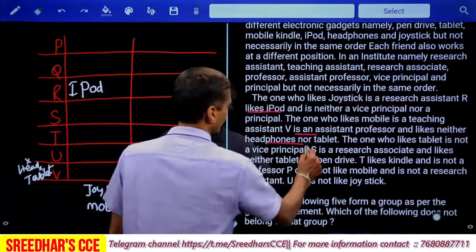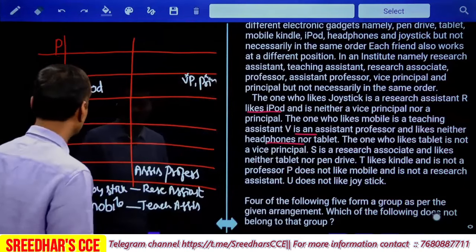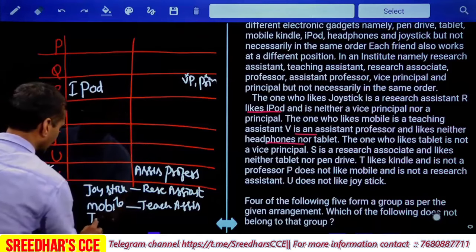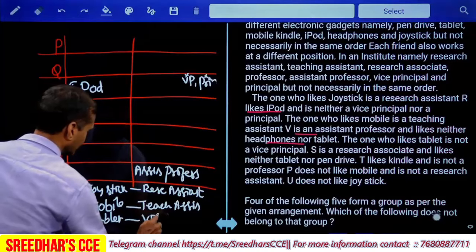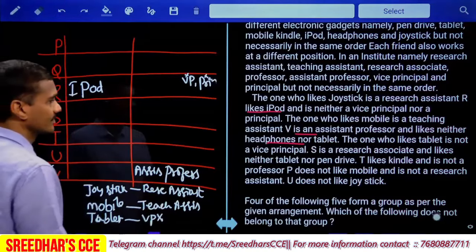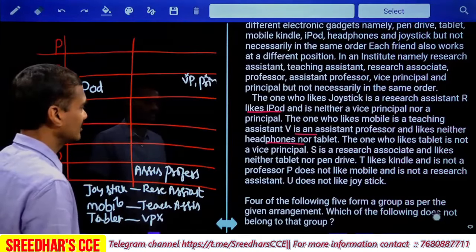And the one who likes tablet is not a vice principal. Hence, put a cross on vice principal. The one who likes tablet is not a vice principal.